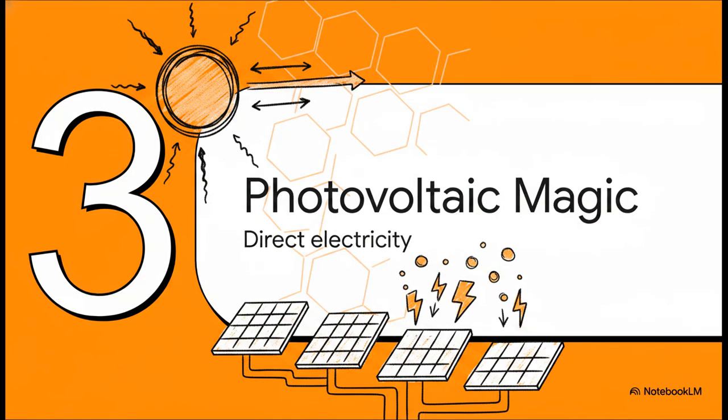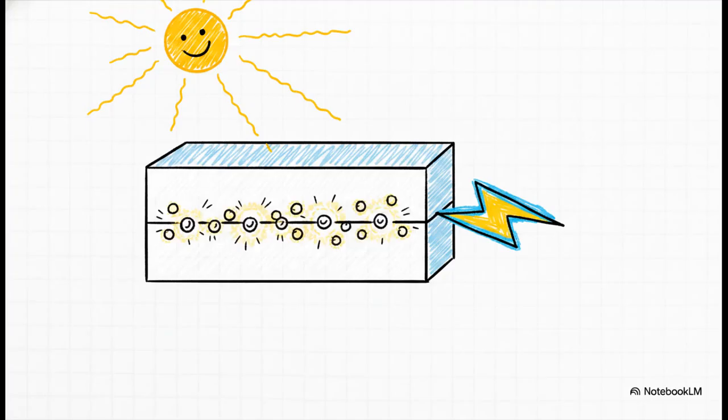Okay, Section 3. The magic of photovoltaics. Direct helioelectrical generation. Pivoting completely away from catching thermal heat and boiling water, let's talk about solar cells. Unlike those massive, loud, spinning turbines, solar cells generate electricity directly. Zero moving parts. How? It's all semiconductor physics.